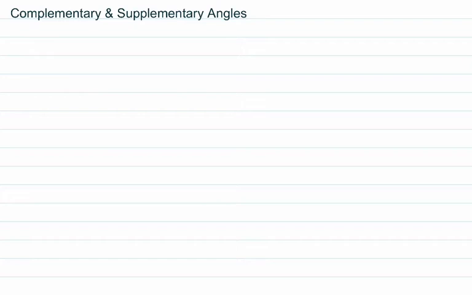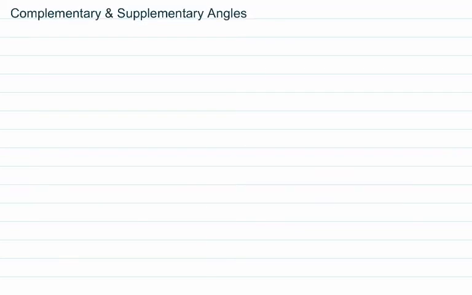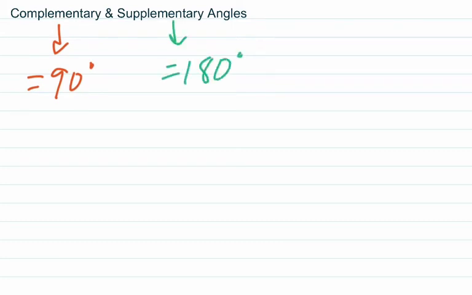Complementary and supplementary angles. Complementary angles are going to be two angles that equal 90 degrees, and supplementary angles are going to be two angles that equal 180 degrees. So the sum of whatever they give you has to be either 90 or 180, depending on supplementary or complementary.